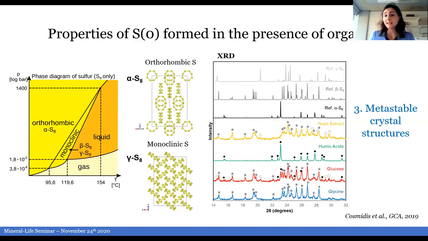So what is interesting here is that we could show using XRD that sulfur precipitated in the presence of organics could have metastable structure. So even though it's formed at room temperature and pressure, it can display the monoclinic structures beta and gamma sulfur. And here I'm showing you 4 different experimental spectra, and you see that depending on what organic compounds we use in our experiments, so here we tried yeast extract, humic acids, glucose, and glycine, we could obtain different assemblages of these different structures. So the organics not only control the morphology of the sulfur, they also control the crystal structure of the sulfur.